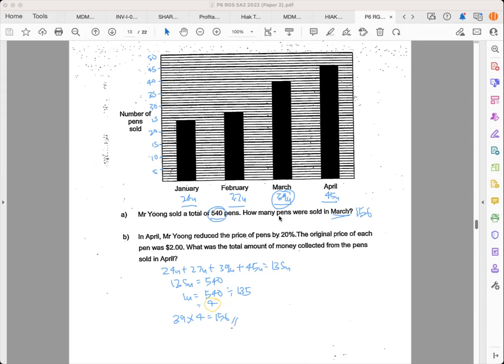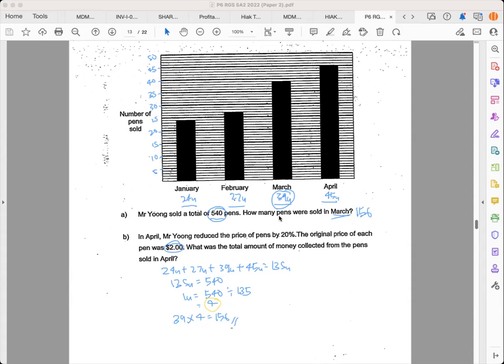156. Now let's look at part B. In April, Mr. Yong reduced the price of pens by 20%. The original price of each pen is $2. What was the total amount of money collected from the pens sold in April? So let's find out the new price.